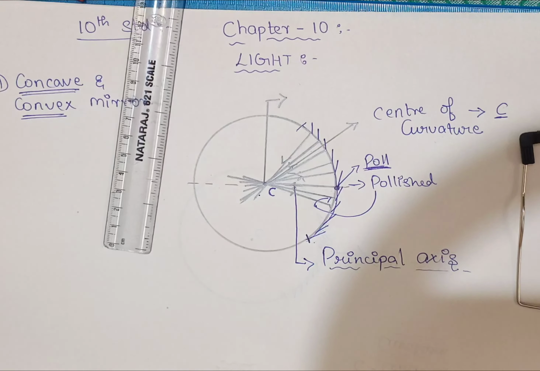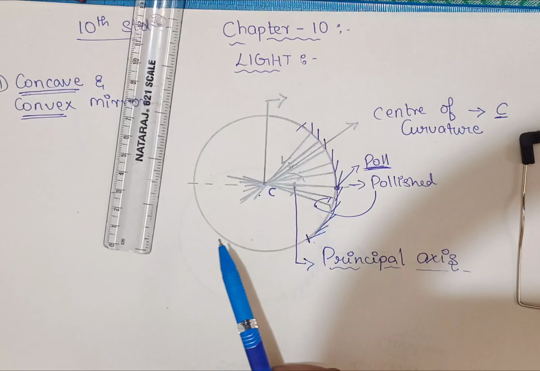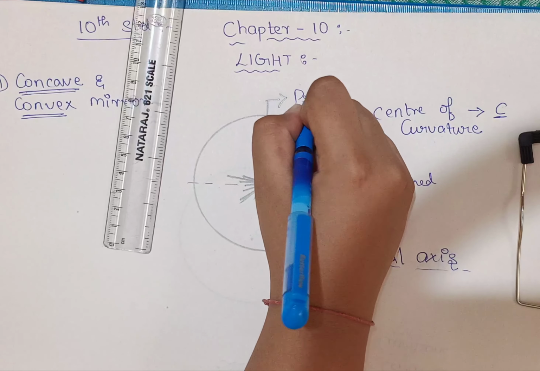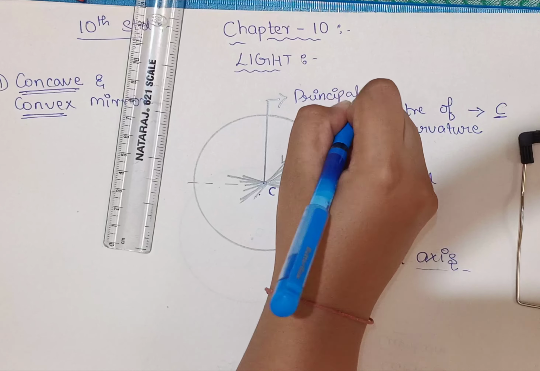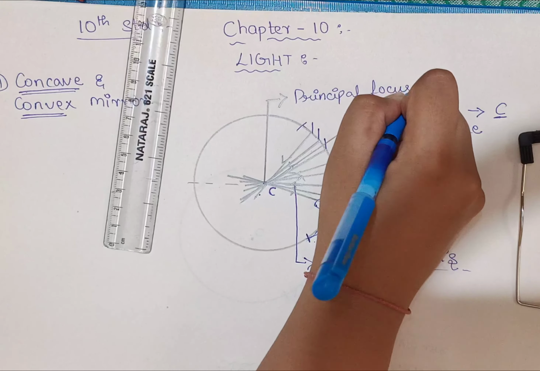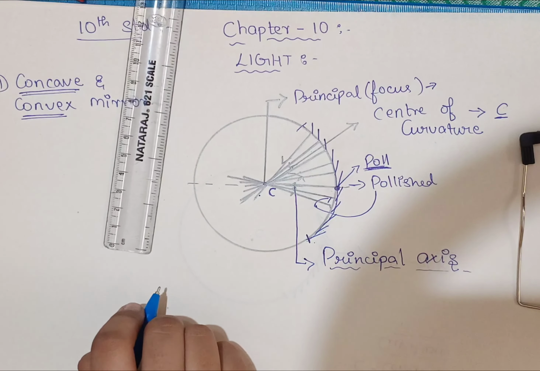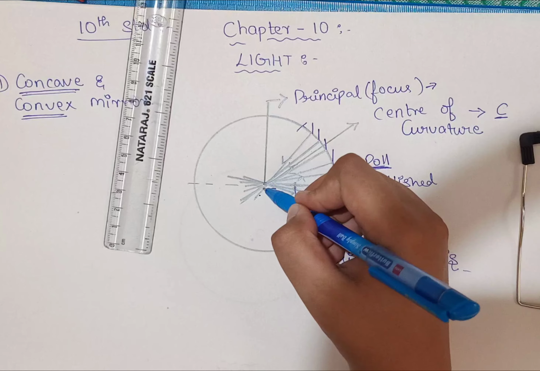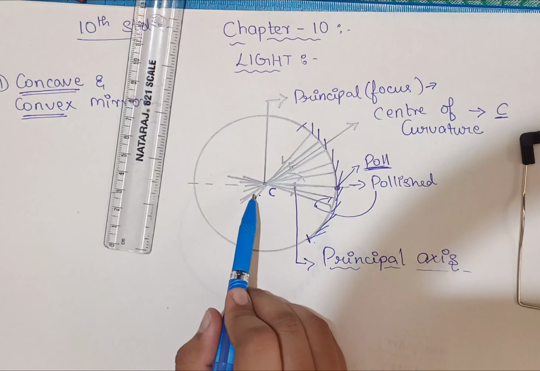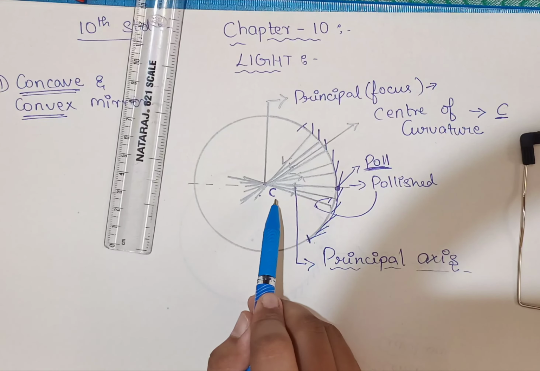The point where all the reflecting rays meet is known as the principal focus, or we call it focus itself. Now this is the principal focus. The point where the reflecting rays meet is known as the principal focus, right?